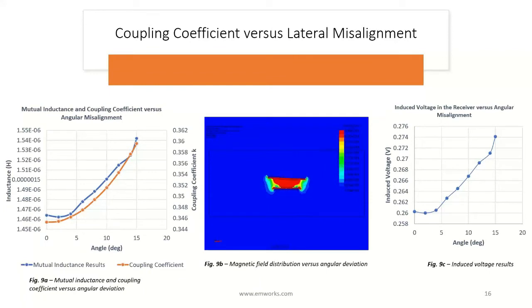Now we are going to see the impact of the angular deviation between both transmitter and receiver coils. Angular deviation means that the facing planes of the primary and secondary coils are no longer parallel. A small increase of the mutual inductance and the coupling coefficient can be noticed from figure 9A. The magnetic field going from the transmitter to the receiver keeps the same or maybe higher values for the simulated configuration. This can be confirmed from figure 9B, no big variation in the magnetic field of the receiver. The induced voltage translates this behavior by going a few steps up.